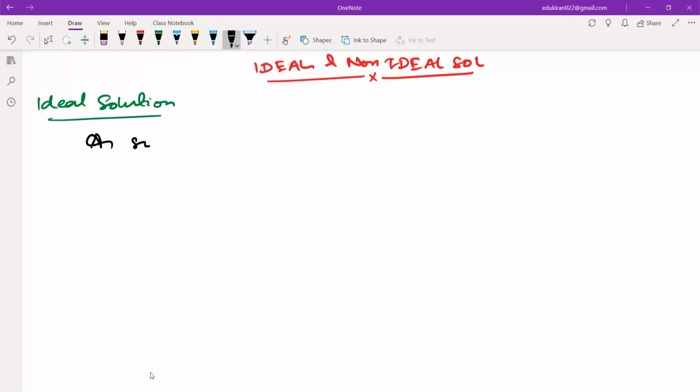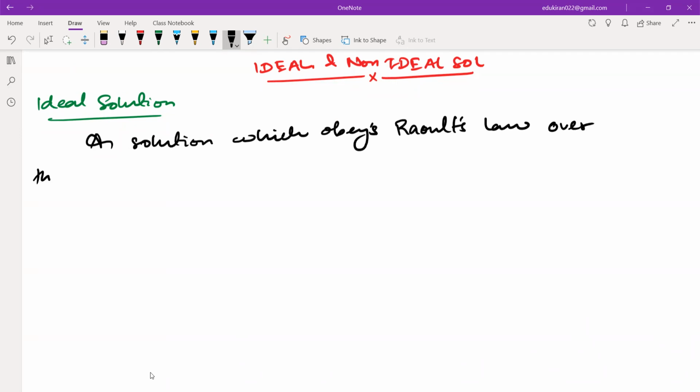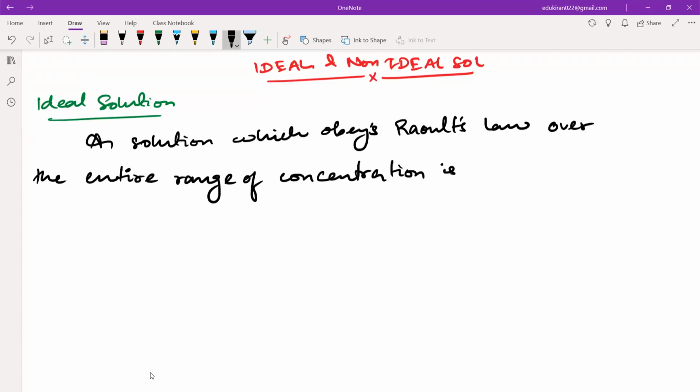A solution which obeys Raoult's law over the entire range of concentration is called ideal solution.